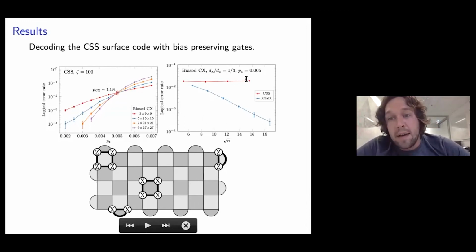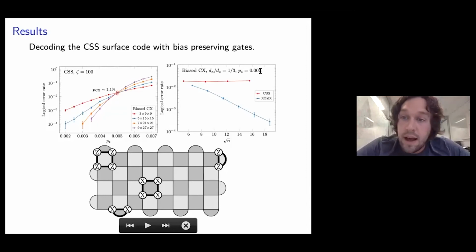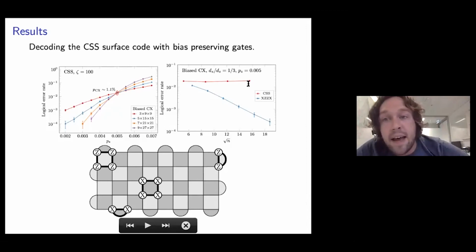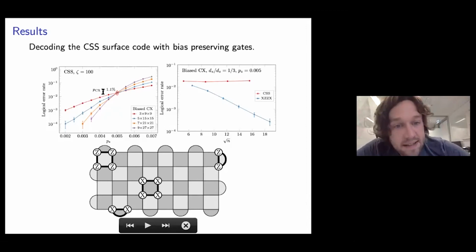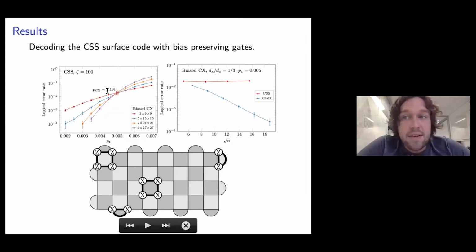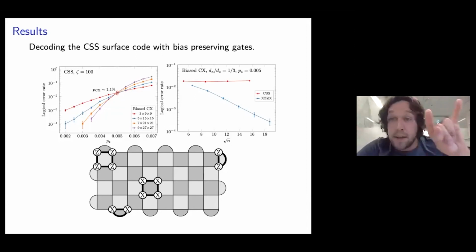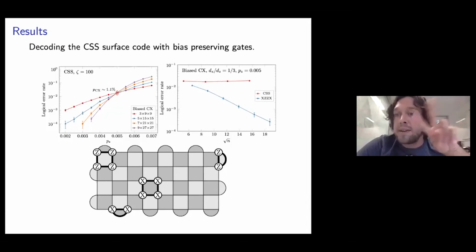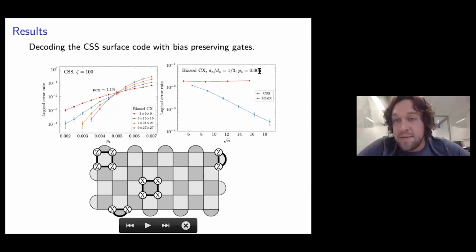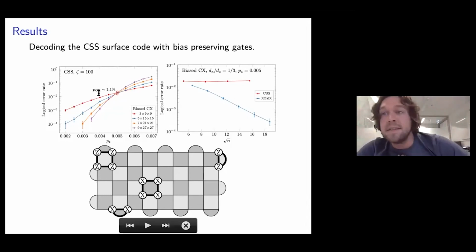And we did that at PZ is 0.5%. So I should say this PZ is 0.5% is the same as the probability of the control NOT gate introducing error as being 1%. This is just the way we parameterized it because the X gate can introduce an error on two of its adjacent qubits. So PZ is 0.5% is the same as PCX is 1%.